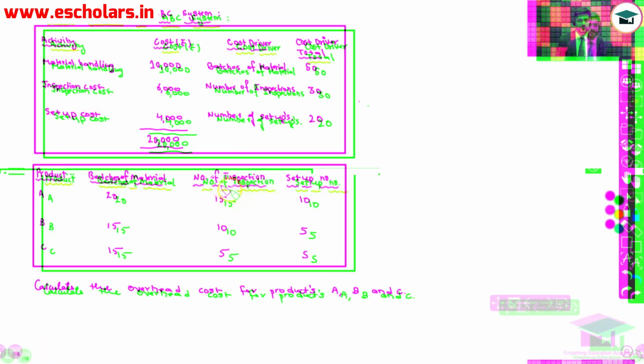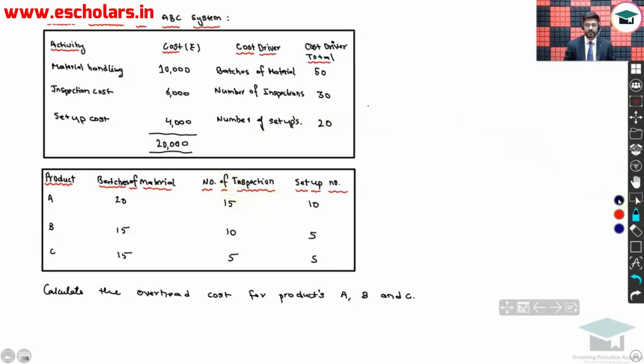Now we'll see a simple example on the ABC system. In the previous recording we have already discussed the concept of activity based costing. What is an activity, what is a cost pool, what is the cost driver, and what is the cost driver rate we have also discussed. And we saw this example of sugar handling. I hope you remember.